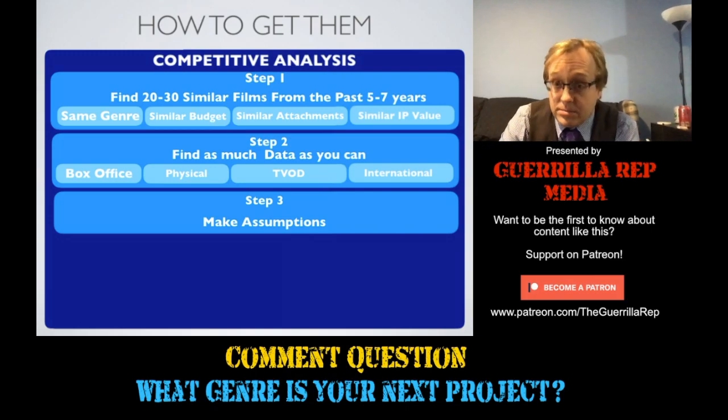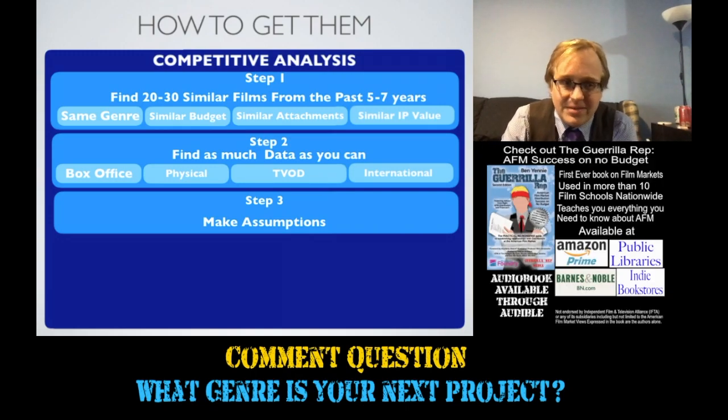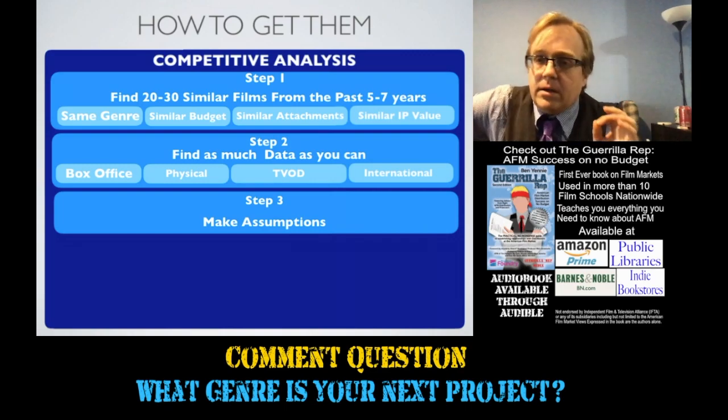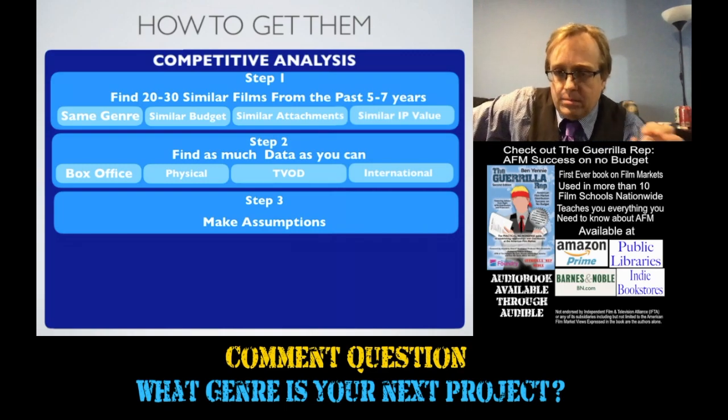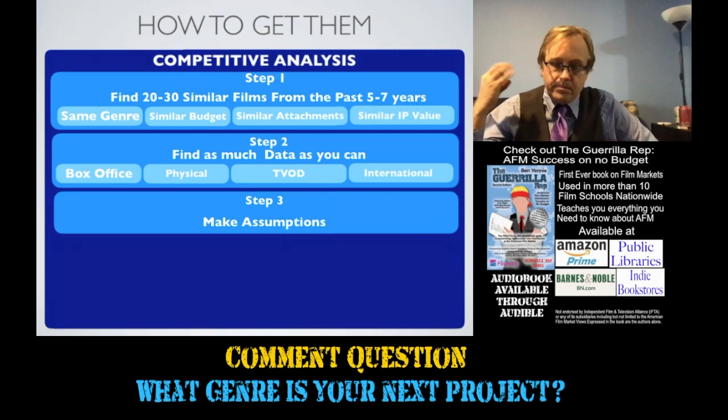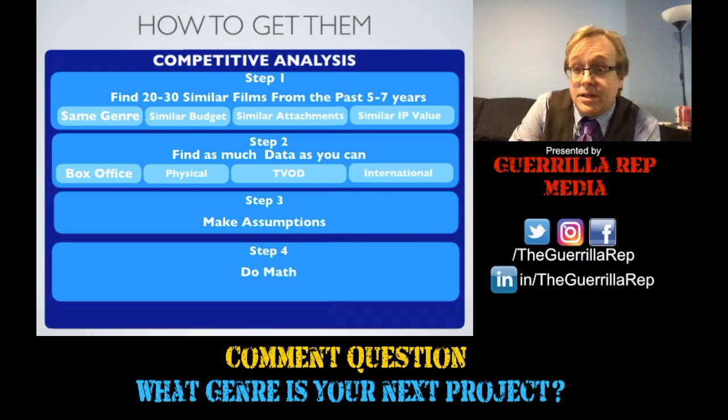Third, you need to make assumptions. I know assumptions have kind of a bad rap about them, but you're never going to be able to know exactly how much everything's going to sell for, so you need to make certain assumptions, and you'll need to outline your methodology. And finally, you need to do math. You need to do a lot of math based on all of those assumptions and those methodologies.